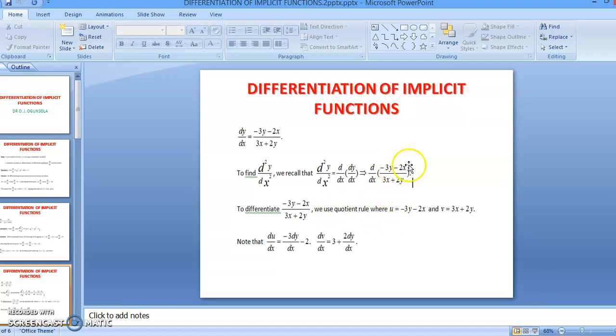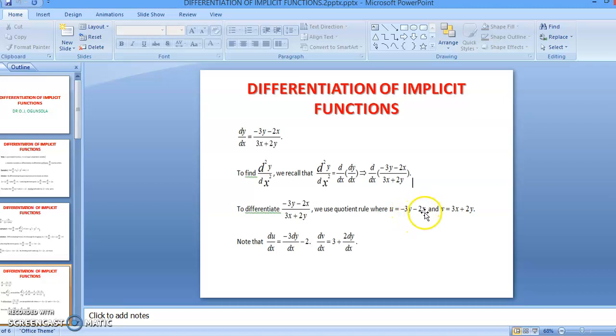So our u will be the numerator, which is minus 3y minus 2x, and our v will be the denominator, which is v equals 3x plus 2y. So you now differentiate u with respect to x, and also differentiate v with respect to x. But don't forget, because this is an implicit function, anytime you differentiate y, you must include the dy/dx. So the du/dx now will be minus 3 dy/dx, because you are differentiating minus 3y.